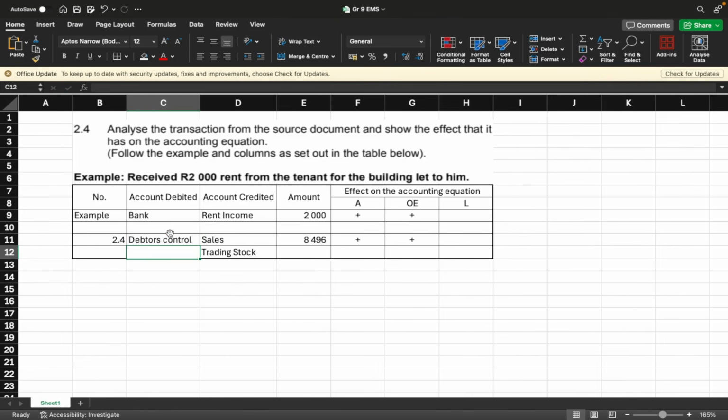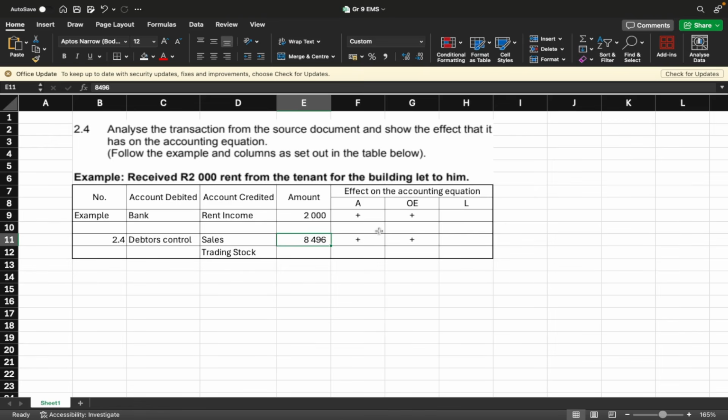And why am I debiting debtors control? Well, the question is, what element is debtors control? It's an asset. And as with the example they gave us for bank, which is an asset, our assets increase on the debit side. So whenever you sell on credit, you will always debit debtors control and credit sales. Sometimes instead of using the word debtors control, you will just put the word debtors or trade receivables or receivables. Those are interchangeable terms that may be used there, but we'll use debtors control here as they did as well. And so you see we are debiting debtors control and we are crediting sales 8,496 rand.